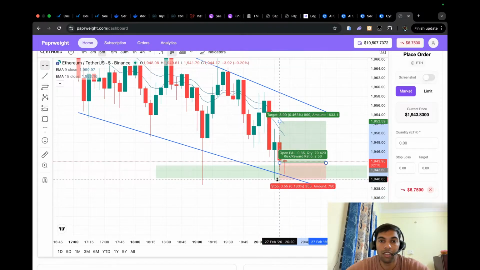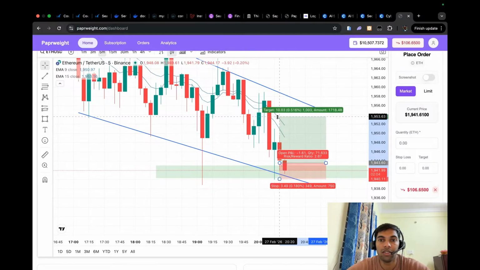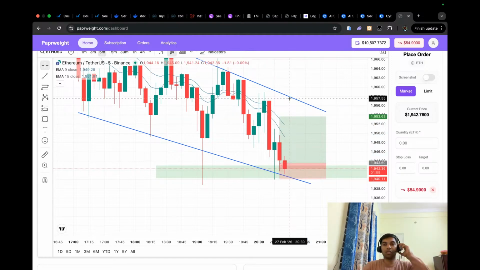This is my risk reward, 160 points. Okay, so this is my trade in Ethereum. If we took a loss in this trade, then we can close today's trading session. Otherwise, we will hold this trade for the profit.